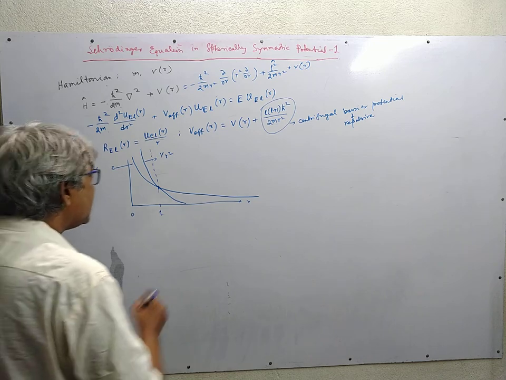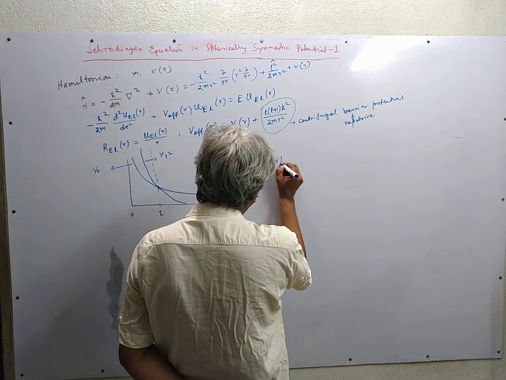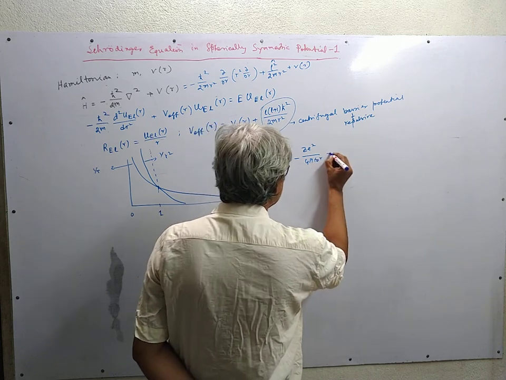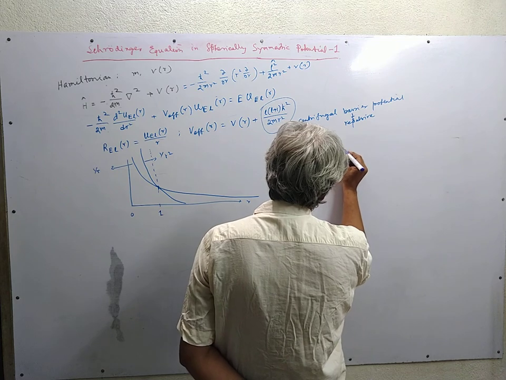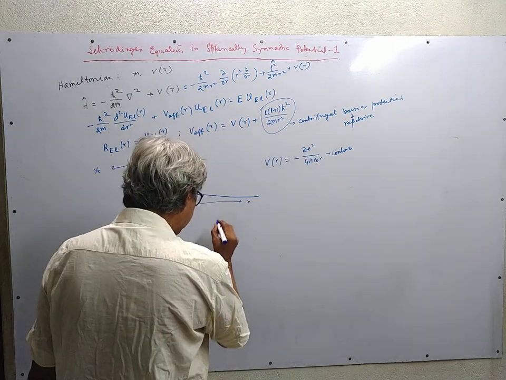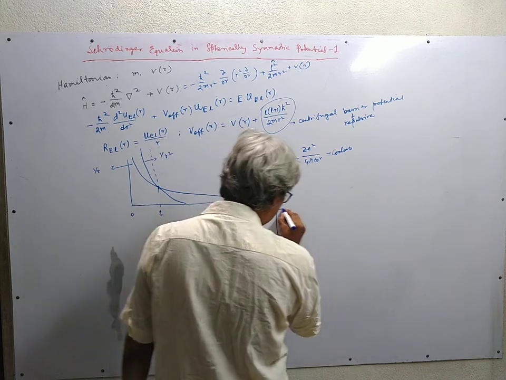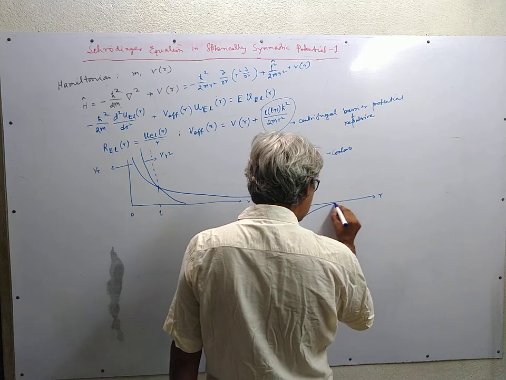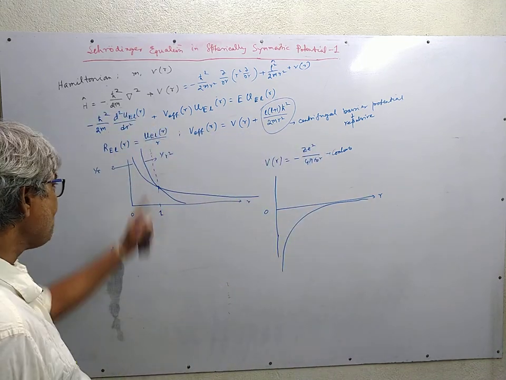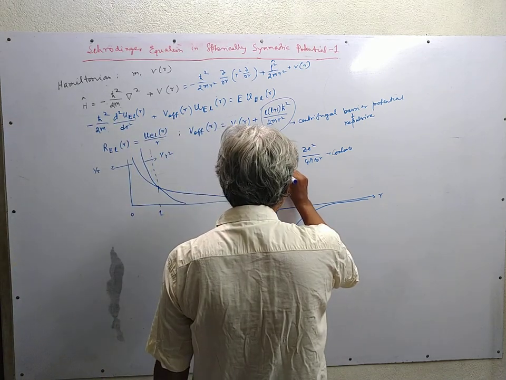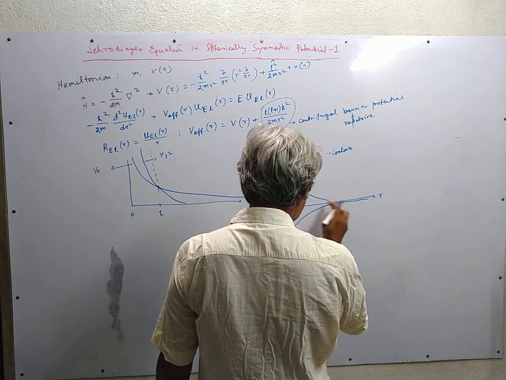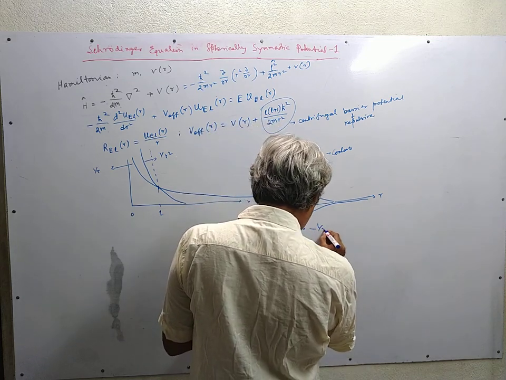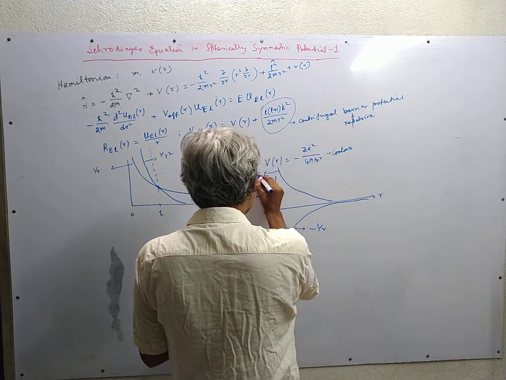If we consider the potential V to be an attractive potential, V of R is minus Z E square upon 4 pi epsilon naught R, the Coulomb potential, then the plot will be like this. This is the zero level of potential. The Coulomb potential goes to minus infinity as R is equal to 0 and approaches this. The 1 by R square potential is always positive. At small separation, this part dominates. So this is minus 1 upon R and this is the 1 by R square potential.